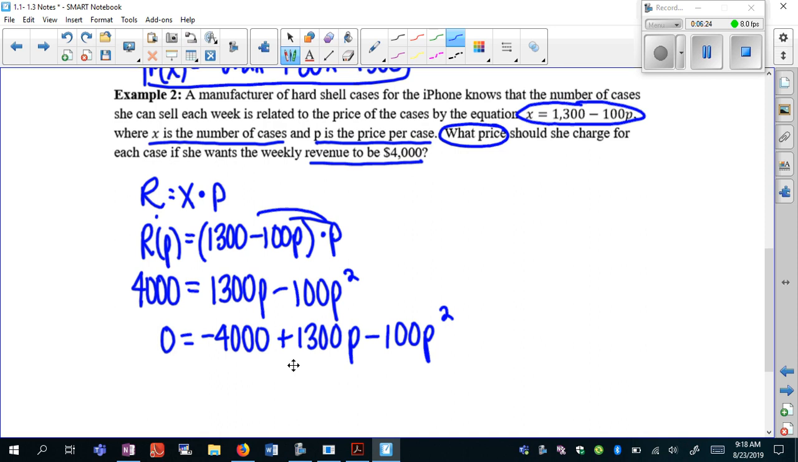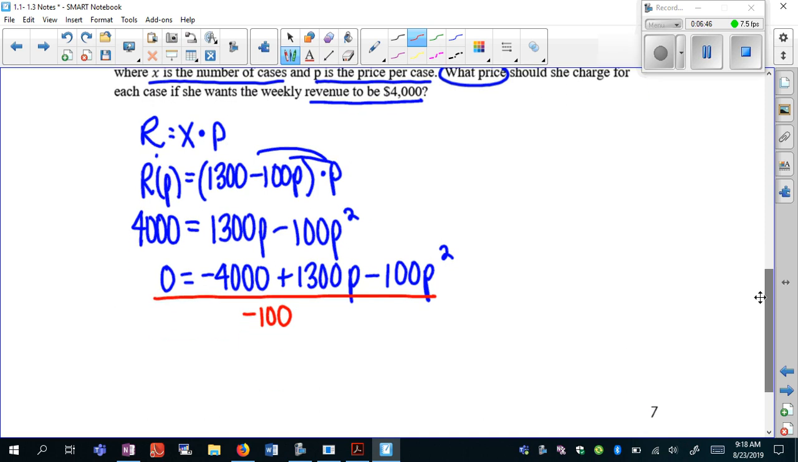And I also see that I could divide all of these things by negative 100. If I divide everything by negative 100, it's going to allow me to get a 1 in front of p squared, which is what I want. I don't want to try to factor with some other leading coefficient. So I'm going to go ahead and just divide everything by negative 100. And then I'm going to do some rearranging here. I like to see the 0 on the right-hand side, not that it matters.